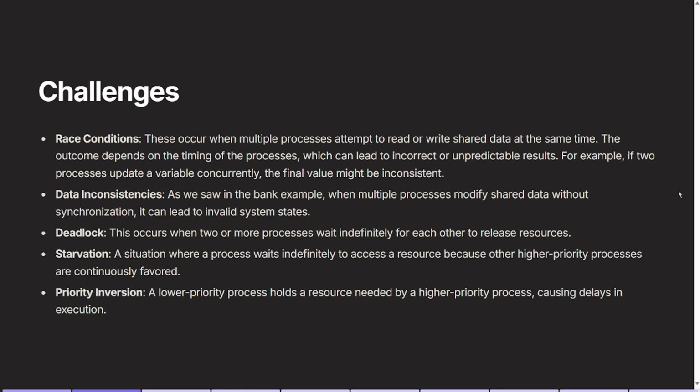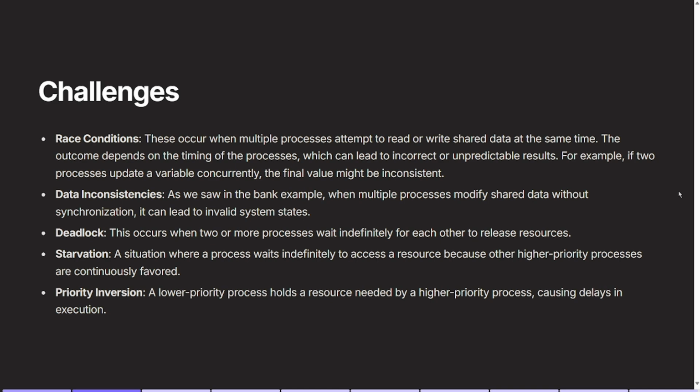The next one, data inconsistencies. We saw in the bank example, when multiple processes modify shared data without synchronization, it can lead to invalid system states. Deadlock. This occurs when two or more processes wait infinitely for each other to release resources.